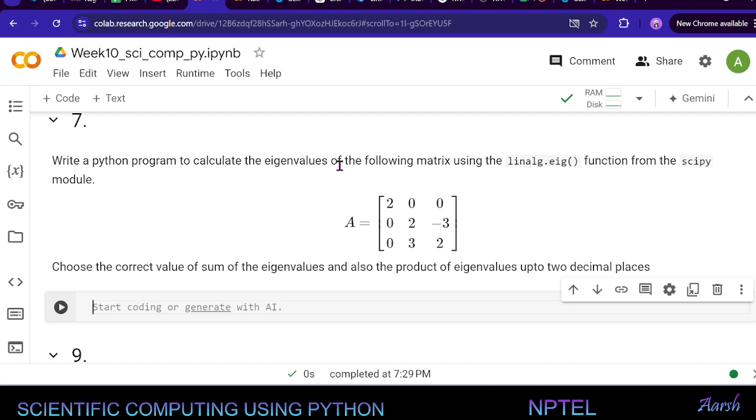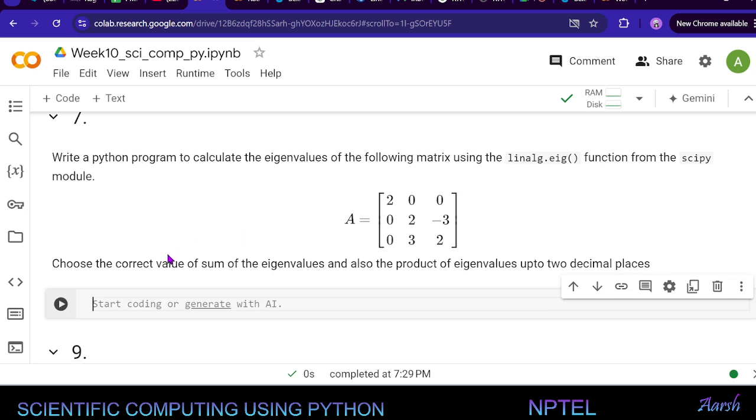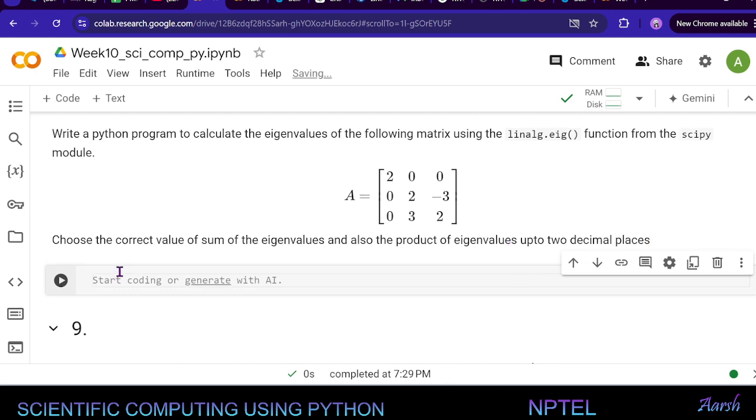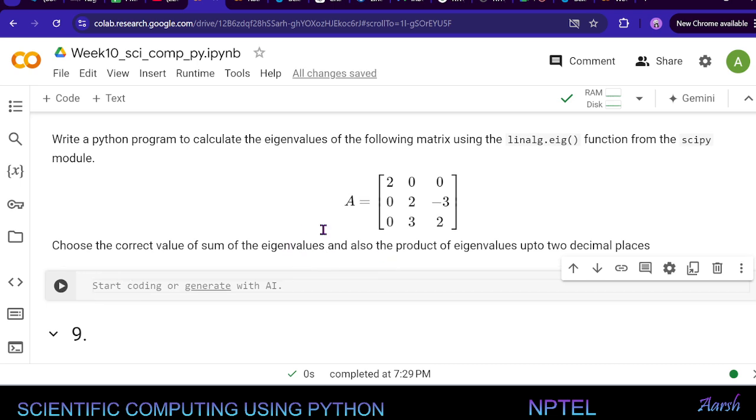Calculate the eigenvalues. Now we don't know how to calculate, but they tell us it's linalg dot eig. Okay. And then choose the correct value of the sum of eigenvalues and the product of eigenvalues up to 2 decimal places. So if you have done MMOP, mathematical methods of physics, you can do this without actually programming, right? So we'll do that later, but let's program.